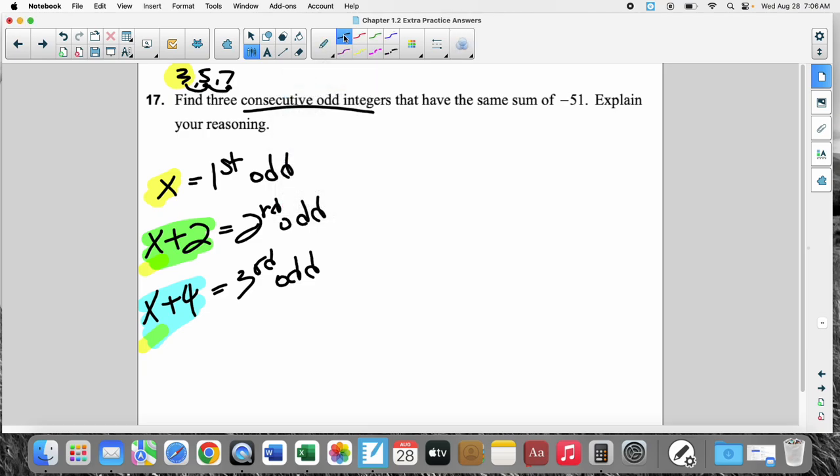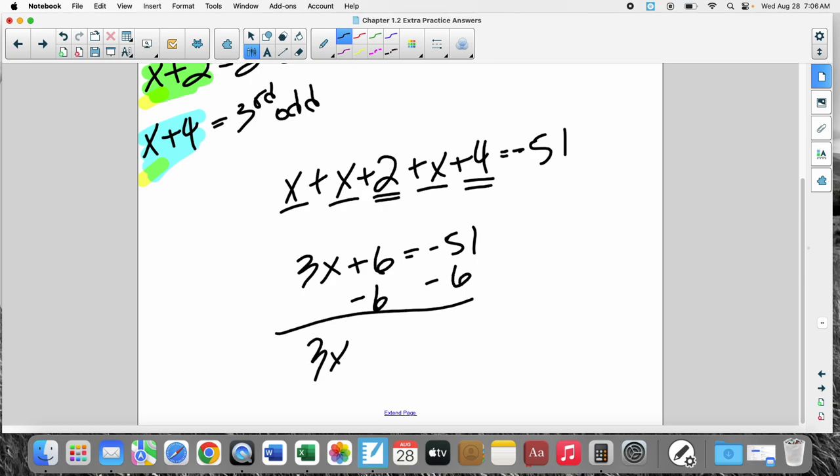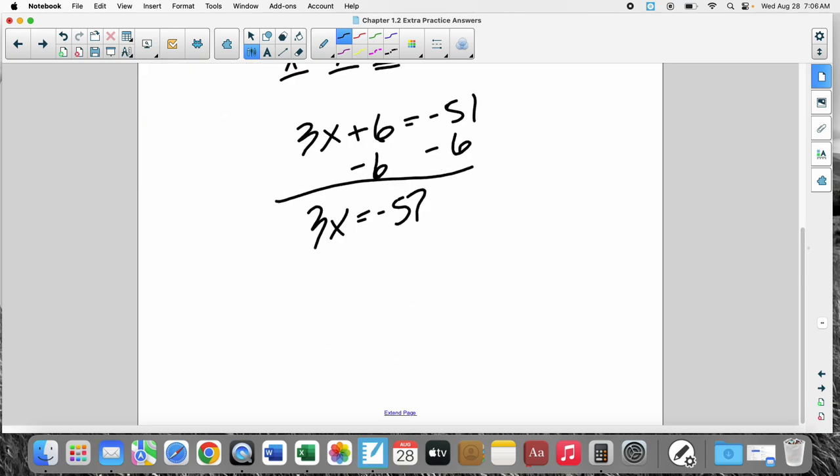So if I'm going to add them up, I'm going to have x plus x plus 2 plus x plus 4, and that sum equals negative 51. Well, that equation should be able to tell me what my x is. So I'm going to combine like terms. That's 3x plus 6 equals negative 51. And now it's a nice simple two-step. Get rid of the addition and subtraction first. I'm going to divide by 3, and we get x equals negative 19.